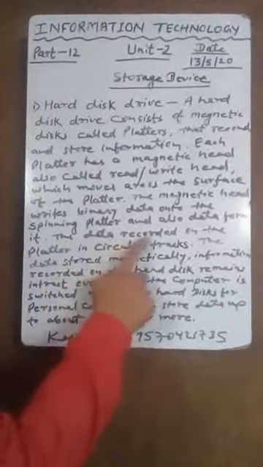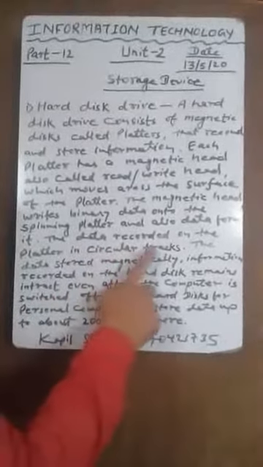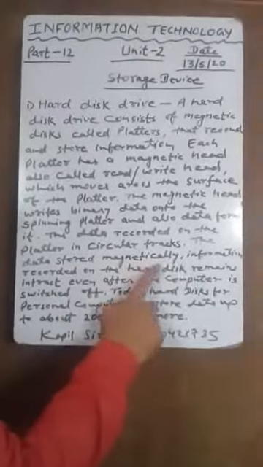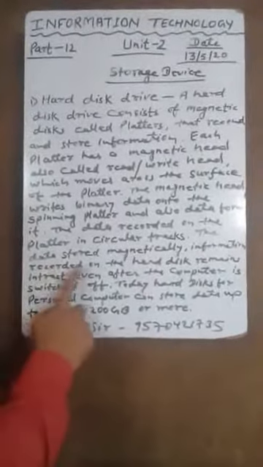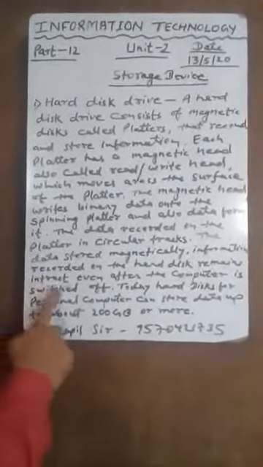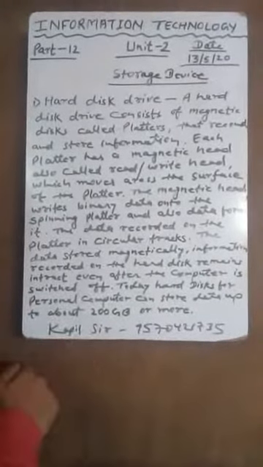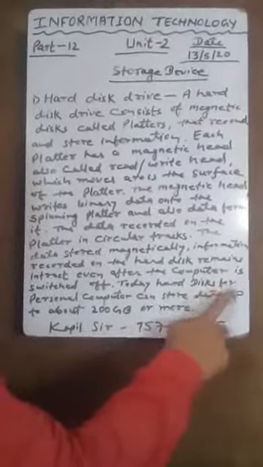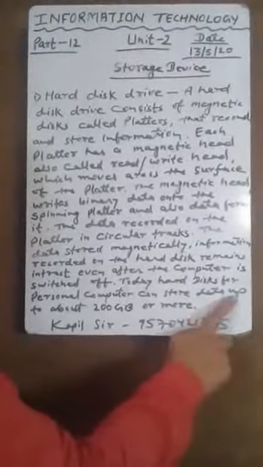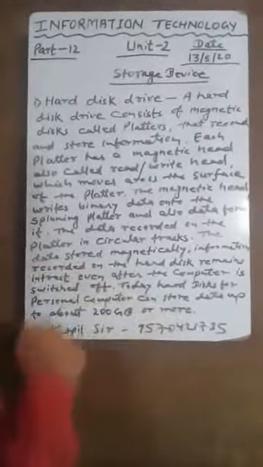The data is recorded on the platter in circular tracks. The data is stored magnetically. Information recorded on the hard disk remains intact even after the computer is switched off. Today, hard disks for personal computers can store data up to about 200 GB or more.